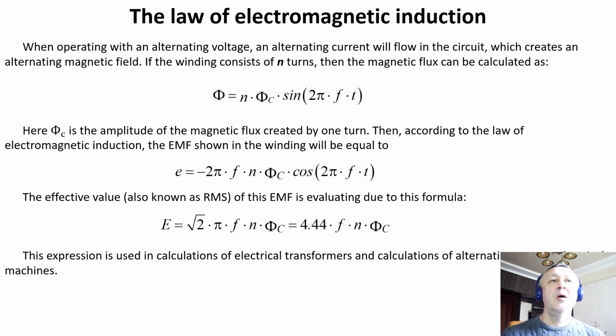The effective value, also known as RMS, root mean square, of this electromotive force is evaluated due to a given formula. This expression is used in the calculation of electric transformers and the calculation of alternating current electrical machines.